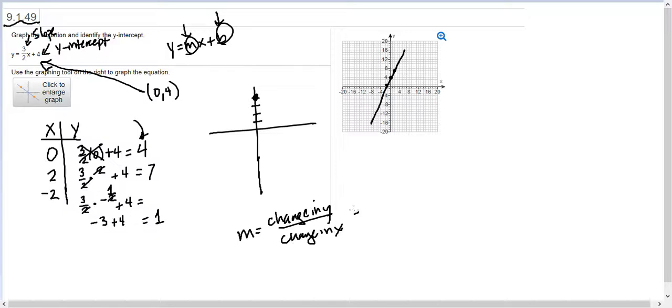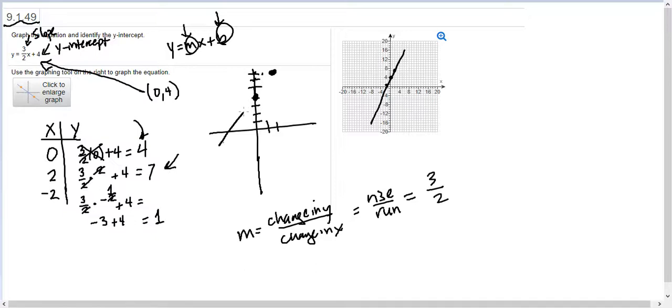Some people refer to that as rise over run. So the top number tells you how much to go up, so we're going to go up 3, and then we're going to run, or go over, 2. From this first point at 0, 4, I'm going to go up 3 and over 2. So I'll go up 1, 2, 3, and then over 1, 2. And I put my second point right there. And lo and behold, that's the point 2, 7, right? We go over 2, and now we're up 7 at that point.